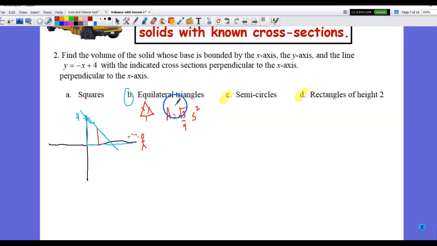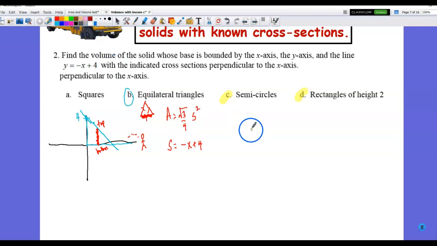Now, the side of my equilateral triangle right here, this is the bottom. This is the segment right here. It's sitting on that segment right there. So in this case, the length of the side is the distance all the way across. So the length of the side is from the top to the bottom, and in this case, the bottom again is 0. The top of the segment in terms of x is negative x plus 4. So the length of that side is negative x plus 4.